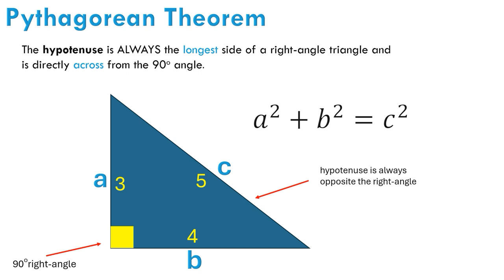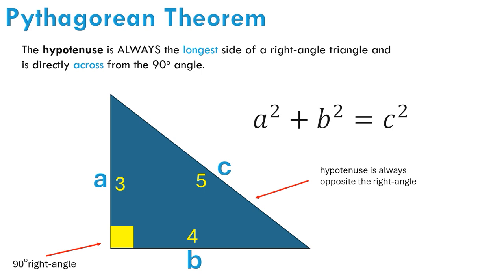Welcome to Unit 6, Day 1. And in this unit, we're going to be studying trigonometry. Today, we're going to have a quick review of the Pythagorean theorem. The Pythagorean theorem requires a right-angle triangle.